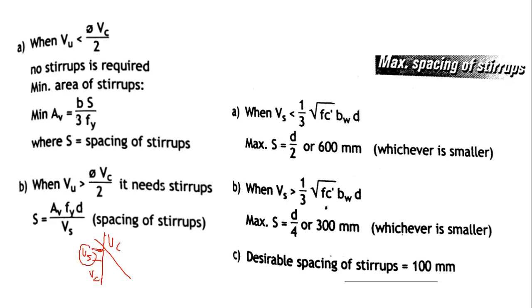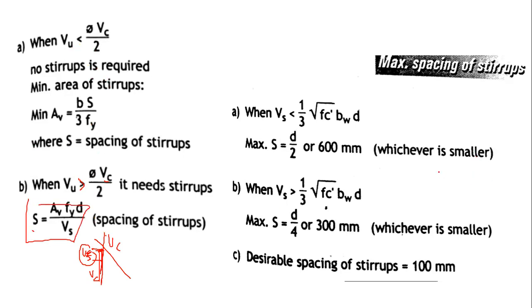Pagka VU reaches up to here, wala ng VS, yun yung equal or less than. Pagka less than, wala na talagang stirrups. So madali siya maalala. Your VU should be greater than VC so that there will be VS. Meaning if there is VS, there is stirrups that we can use.